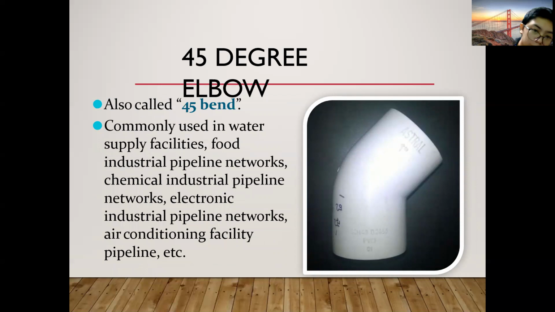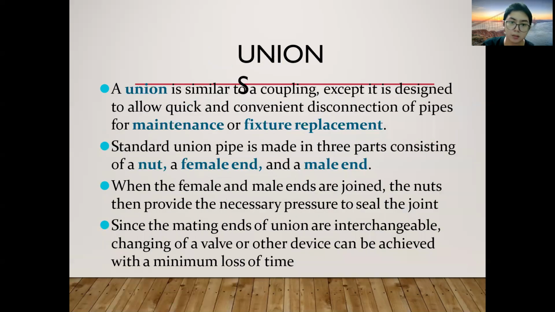The 45-degree elbow is commonly used in water supply facilities, food industrial pipeline networks, chemical industrial pipeline networks, electronic industrial pipeline networks, air conditioning facility pipelines, and so on. So as you can see, most of these are used in industrial pipeline networks, such as chemical, electronic, and air conditioning, mostly by manufacturers.